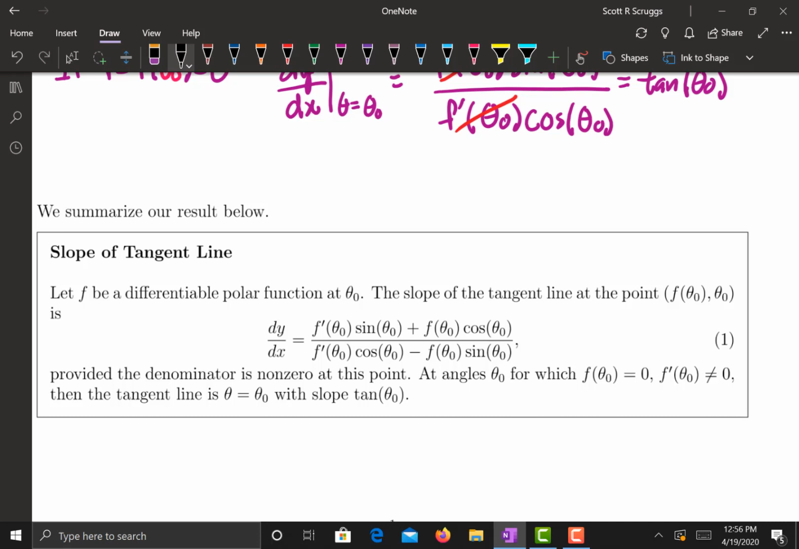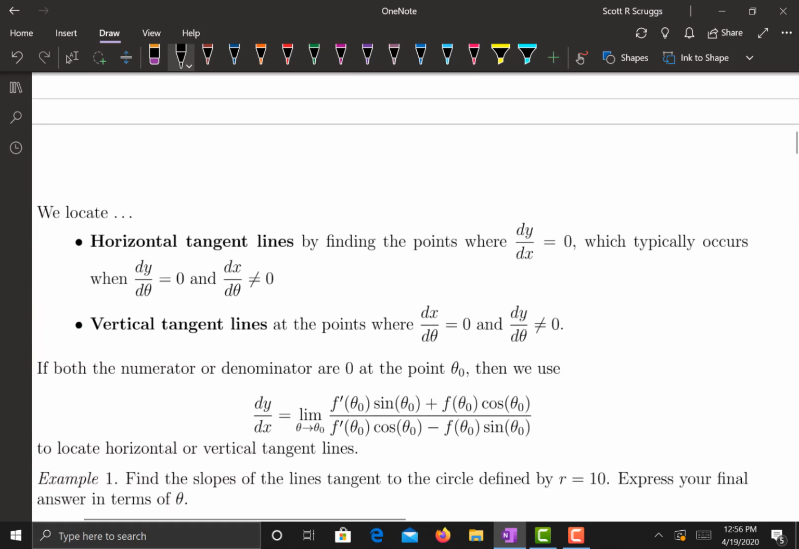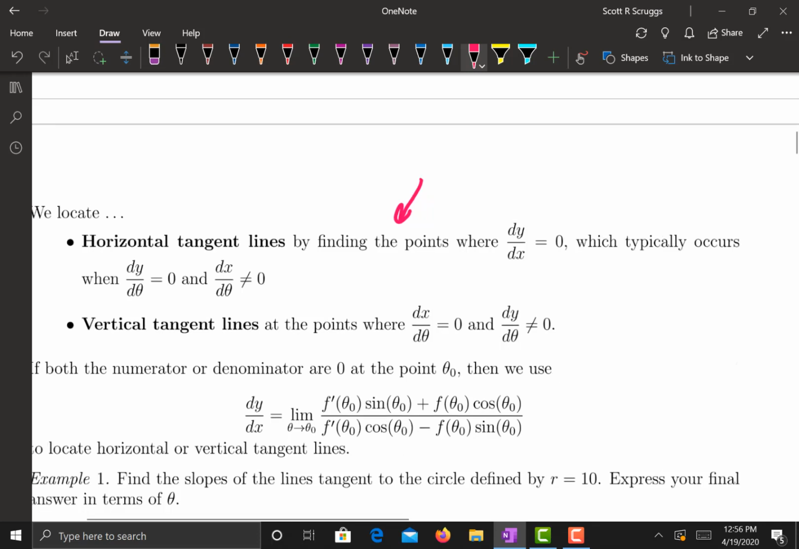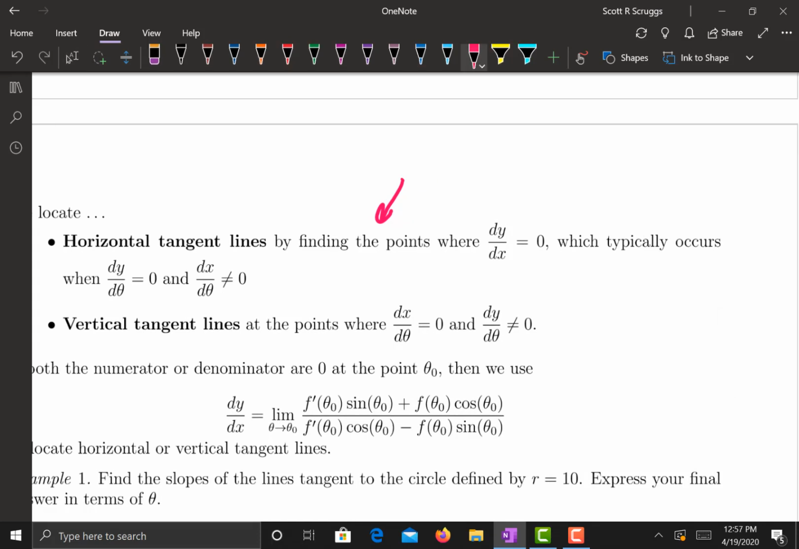Now, just like with parametric equations, one thing that we care about is when we check for horizontal and vertical tangent lines. And we typically find horizontal tangent lines when the derivative equals 0. So we're going to find horizontal tangent lines for points where, in our derivative equation above, the numerator is going to equal 0, but the denominator does not equal 0. Because if I have the denominator equal 0, I'll have an indeterminate form of type 0 over 0.